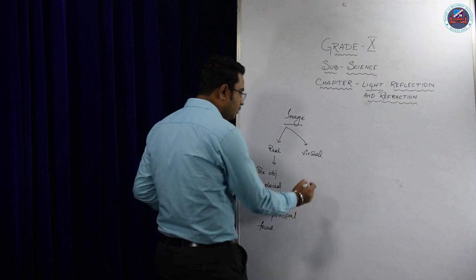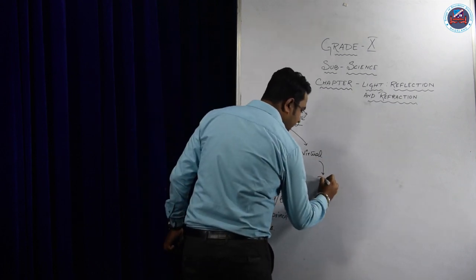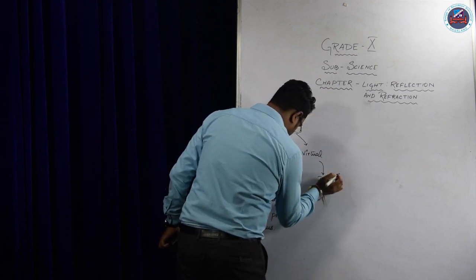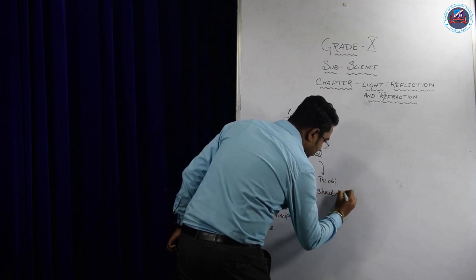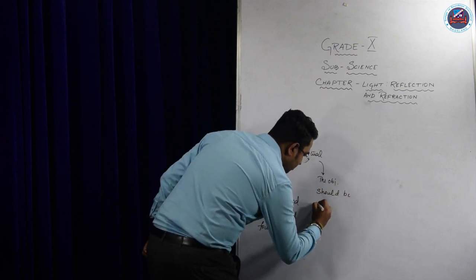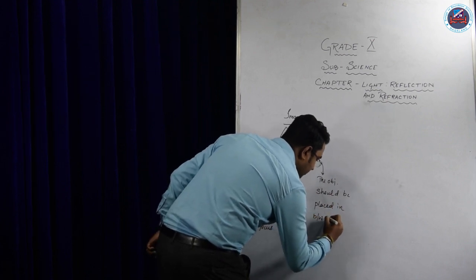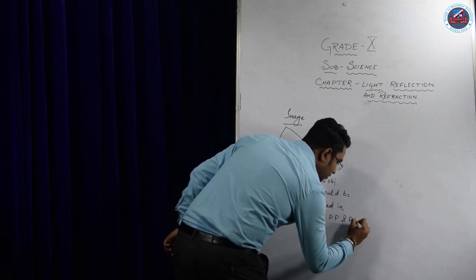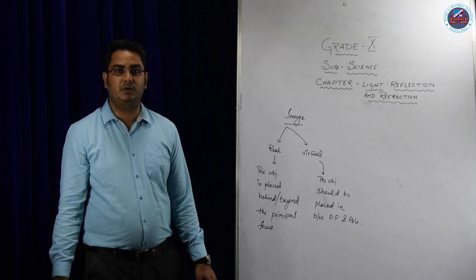When will we get a virtual image? If you want a virtual image, then the object should be placed in between the principal focus and the pole.